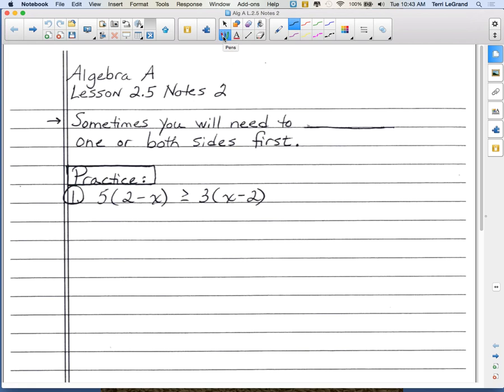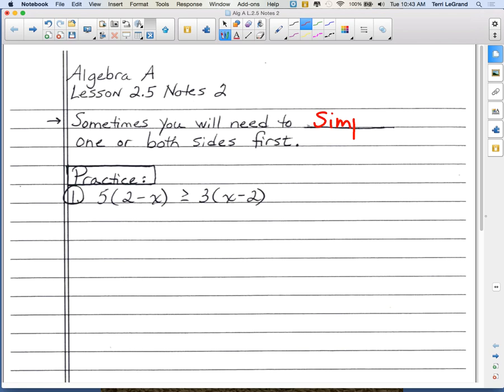As was our learning goal last Friday when we did our first set of notes in this lesson, I can simplify and solve inequalities that contain variable terms on both sides. So we have to remember that when we have variable terms on both sides, there's more than one way to go to solve it. And somebody else might do a different first move than you do. But sometimes, and this is really important that we understand, there's a difference between simplifying and solving. Sometimes you will need to simplify.